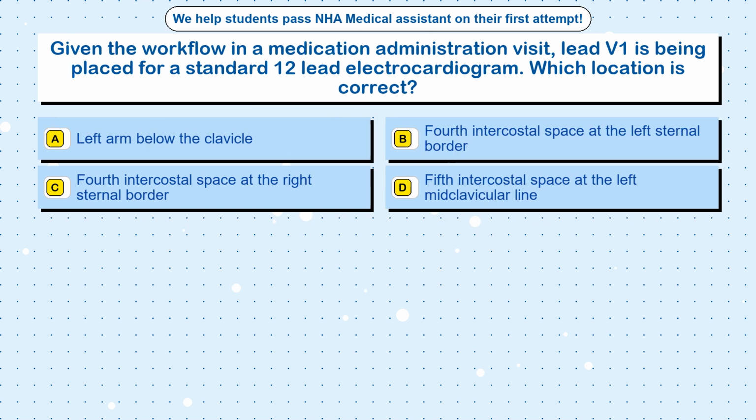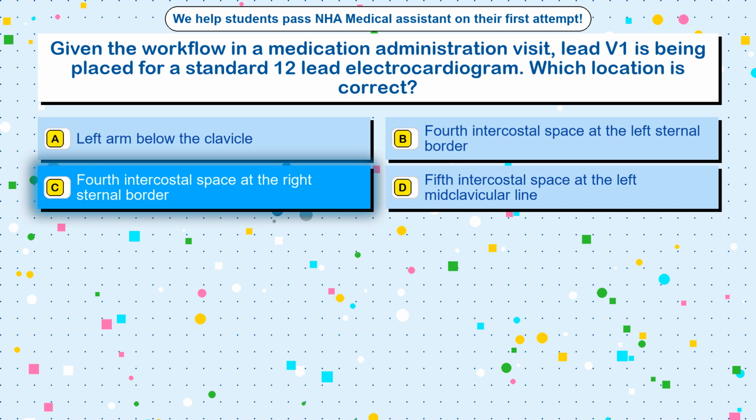Question 39. Given the workflow in a medication administration visit, lead V1 is being placed for a standard 12-lead electrocardiogram. Which location is correct? Option A, left arm below the clavicle. Option B, fourth intercostal space at the left sternal border. Option C, fourth intercostal space at the right sternal border. Option D, fifth intercostal space at the left midclavicular line.